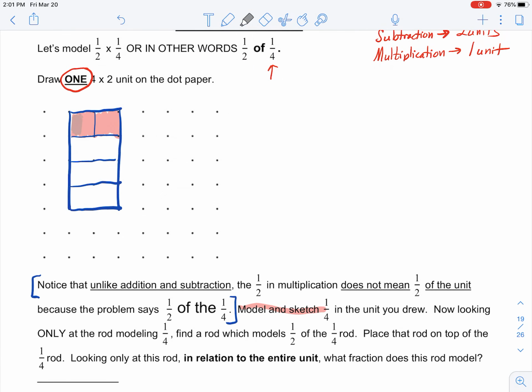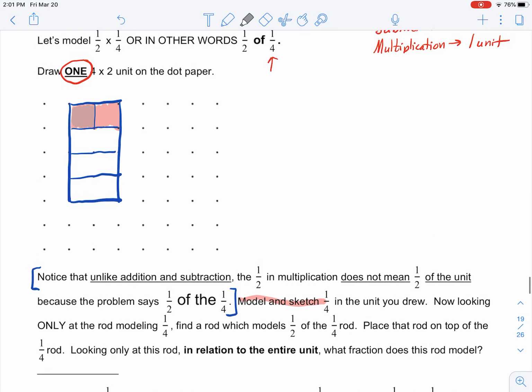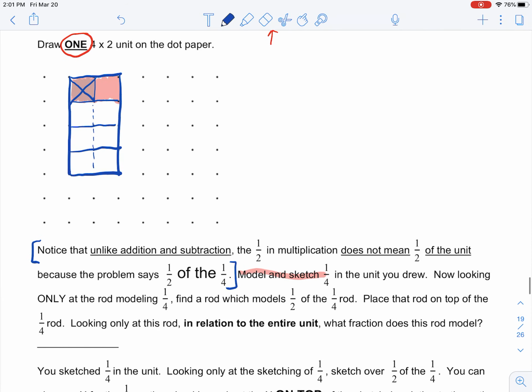That would be just the 1 square centimeter rod. And that would be my 1/2 of my 1/4. I'm going to show that with an X because I don't actually have the rods here. I'll show that with an X. That's 1/2 of the 1/4. Now in relation to the entire unit, that is 1/8 of the unit.